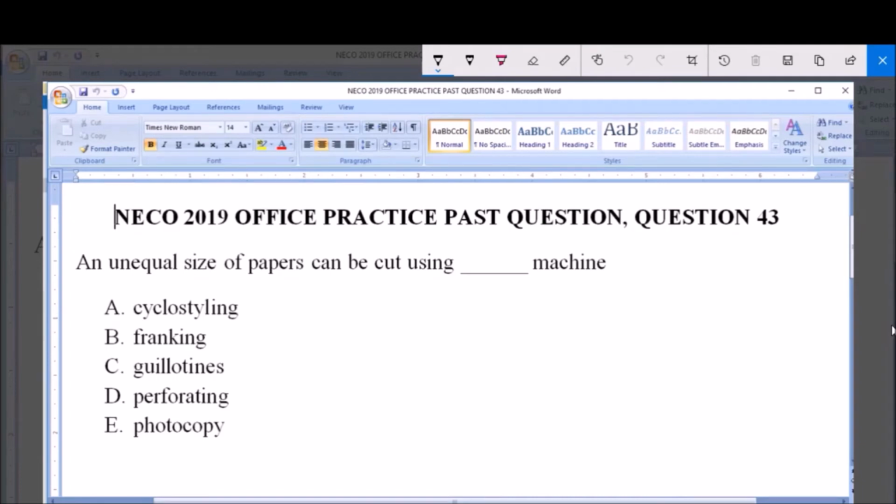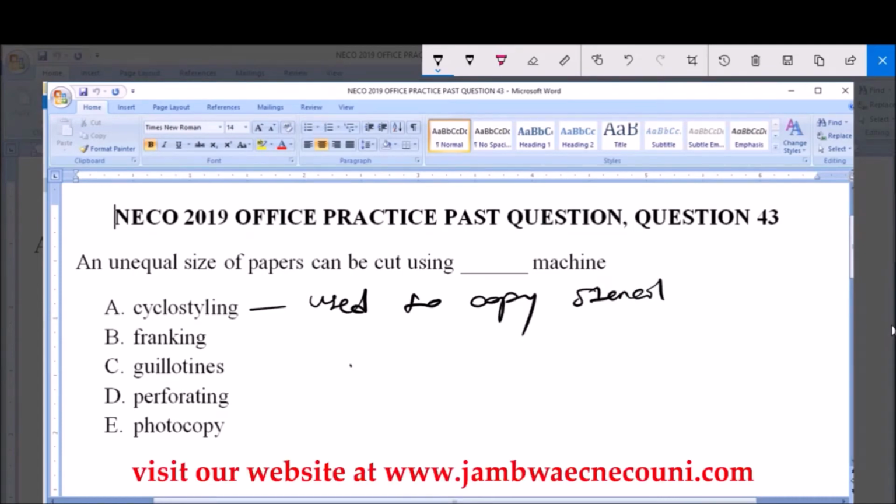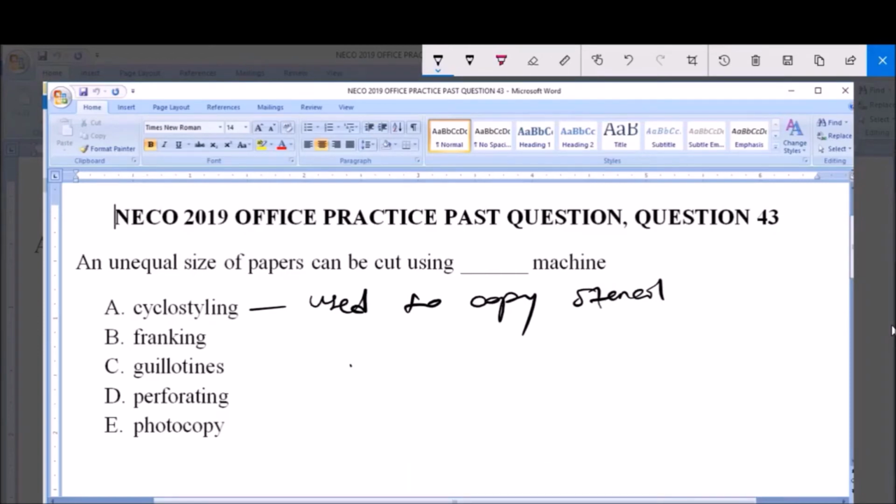Now option A says what? Cyclostyling machine. Now a cyclostyling machine is a machine that is simply used to copy stencils. And stencils are papers or materials on which designs are made using a fountain pen. So copying of stencils is actually done by the cyclostyling machine.